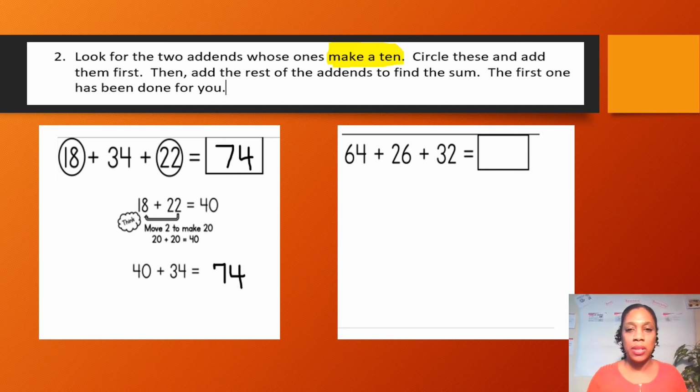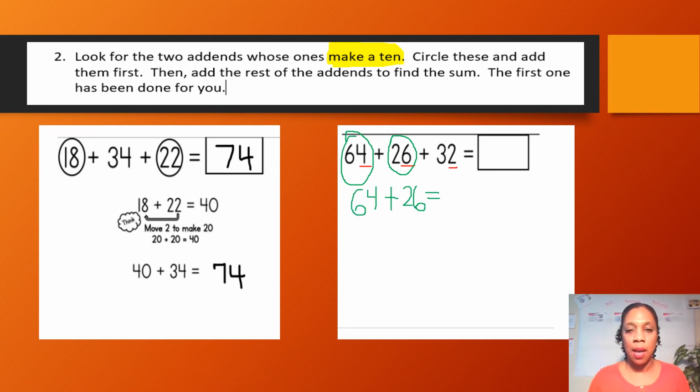So when I look at the numbers 64, 26, and 32, I notice that in the number 64, I have a 4 in the ones place, and in the number 26, I have a 6 in the ones place, and in the number 32, I have a 2. I know that if I put 4 and 6 together, I can easily make a 10. So I'm going to circle those two numbers. I'm going to circle the number 26 and 64 because I'm going to start with them first. I'm going to add them together first to make a 10.